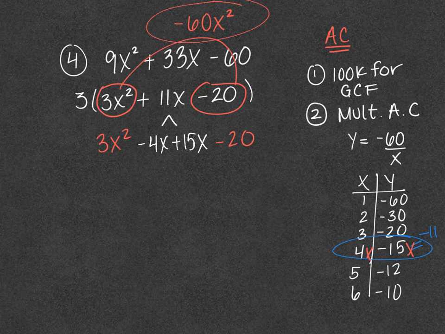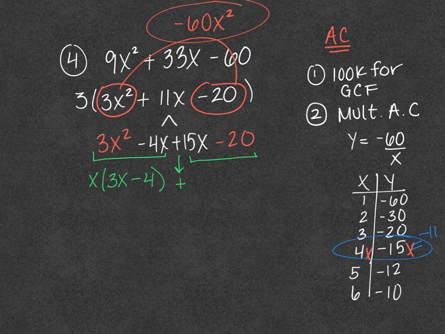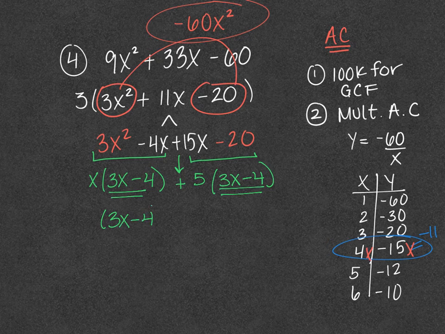And then we factor by grouping. Remember, group the first two, bring down the plus, and group the second two. And then we're going to take out a GCF. GCF out of the first two is x. And we're left with 3x minus 4. GCF of the second two is 5. And we're left with 3x minus 4. And these two are our common factor. Those get their own parenthesis as a GCF, followed by the numbers on the outside of the parentheses, x plus 5. So those are our factors.